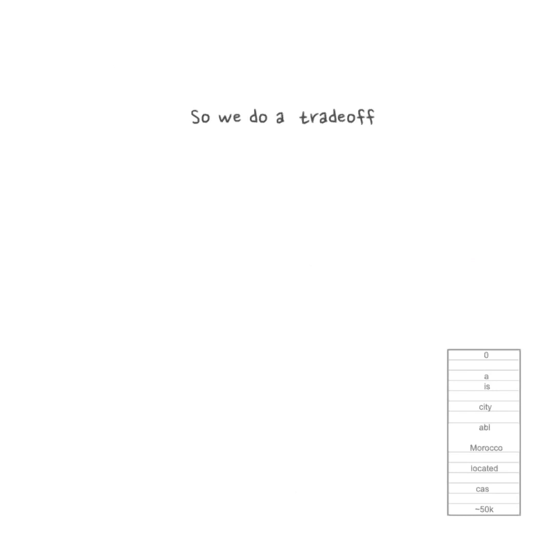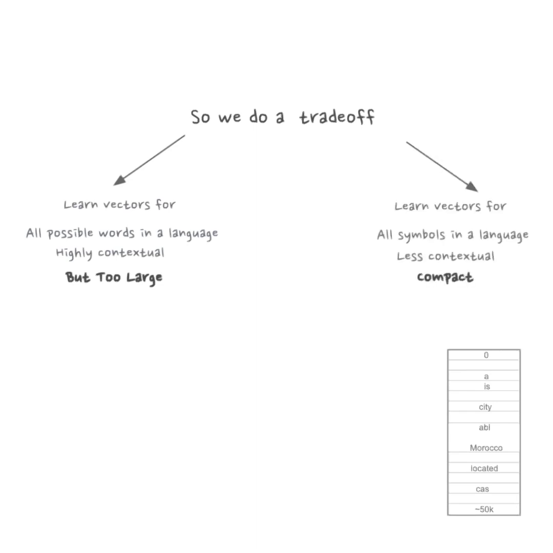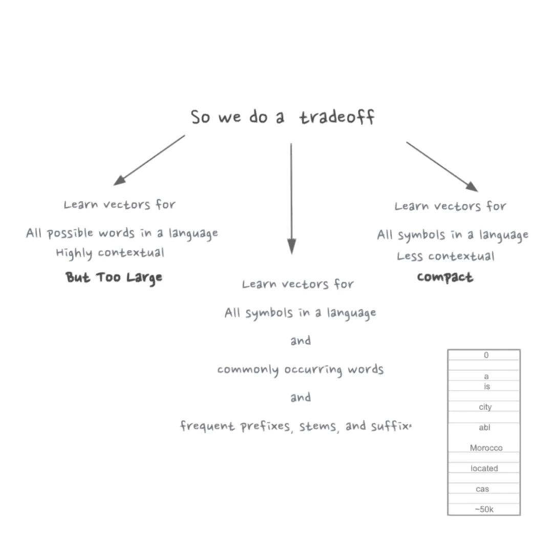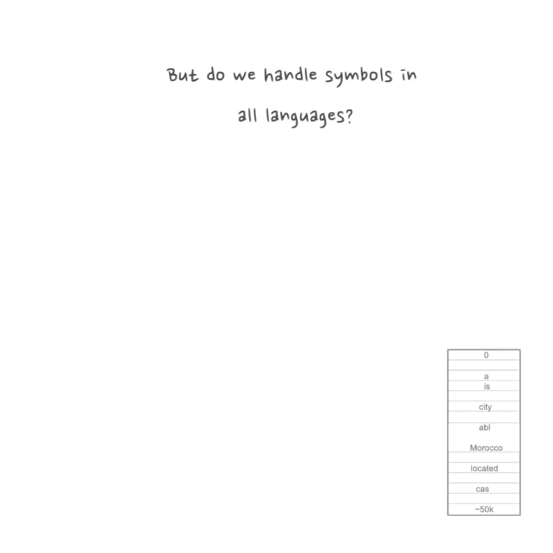So, we do a trade-off between a rich but impractically large vocabulary, made up of all the words of a language, and a relatively coarse-grained but compact vocabulary, made up of the individual symbols of a language. That trade-off is to learn vectors, not just for the individual symbols, but also fine-grained contextual vectors for commonly occurring words. And more importantly, to also learn vectors for frequently occurring pieces of words, like common word prefixes, stems, and suffixes that can be arranged in a sequence to construct a full word.